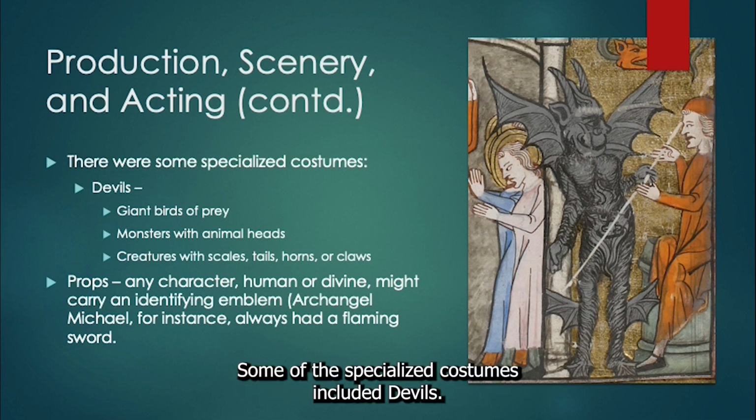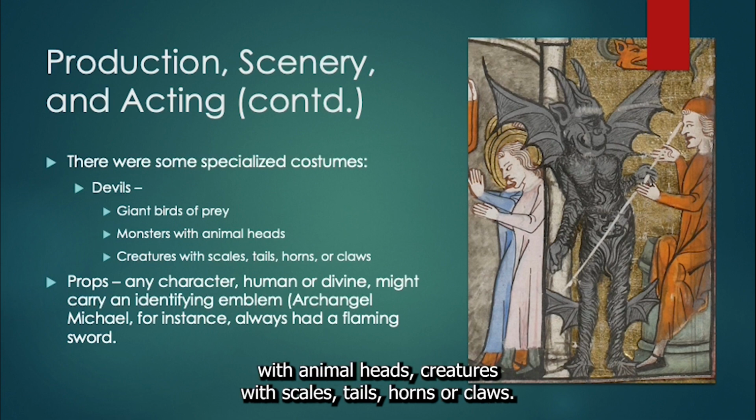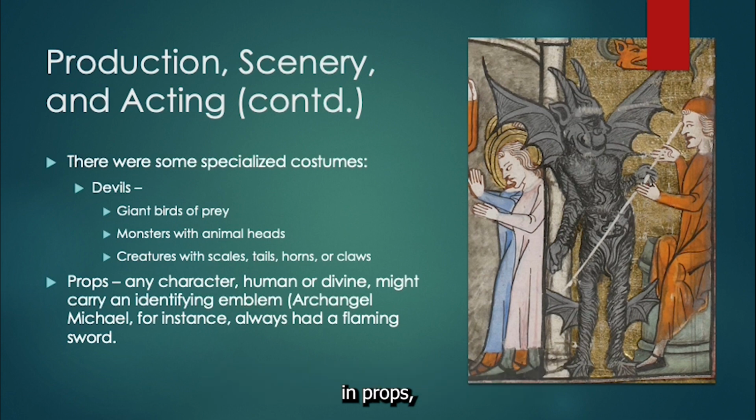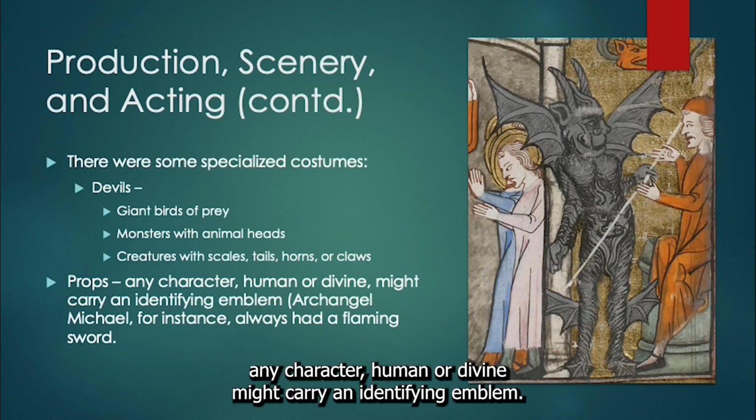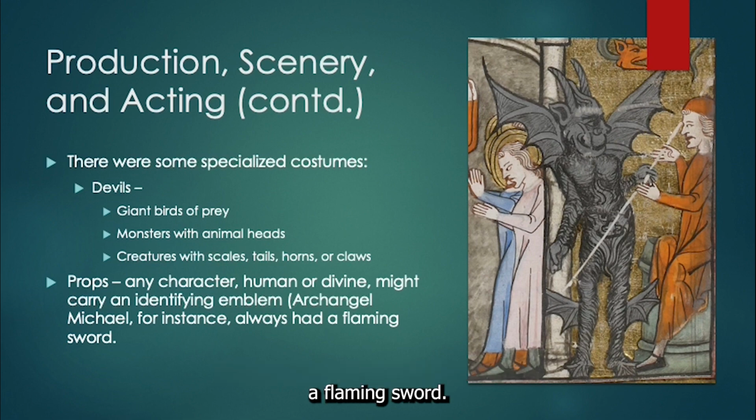Some of the specialized costumes included devils. Devils were often giant birds of prey, monsters with animal heads, creatures with scales, tails, horns, or claws. That's how devils were often represented, just as we see them in medieval art. And in props, any character, human or divine, might carry an identifying emblem. So an Archangel Michael, for instance, always had a flaming sword.